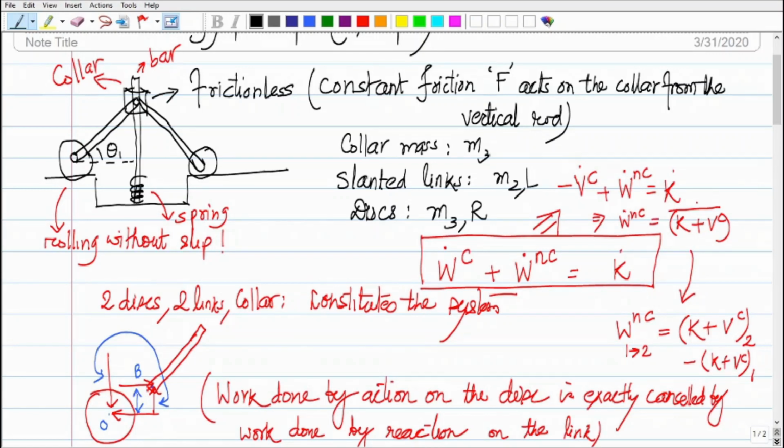Then what are the other things? Then we have the gravity for the link, for the disk, and also for the collar. So that's the conservative force, right? And that can go into the potential. So suppose we choose this as the reference line. The blue line is the reference for potential.